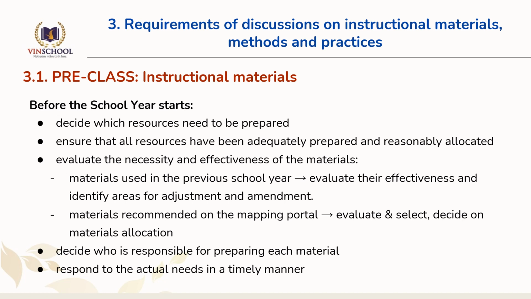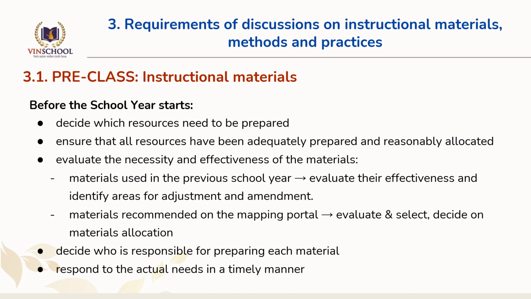So, what steps and what criteria should the faculty follow in the pre-use evaluation process? At the beginning of the school year, the school board and the faculty need to review and prepare resources that meet the requirements of the program implementation. It should be noted that, at this time, the review is to ensure the preparation of the most basic and essential resources, which are the minimum requirements. The school board and the faculty, based on the scheme of work, decide which resources need to be prepared and must ensure that all resources have been adequately prepared and reasonably allocated to each unit and each lesson before the new school year starts.